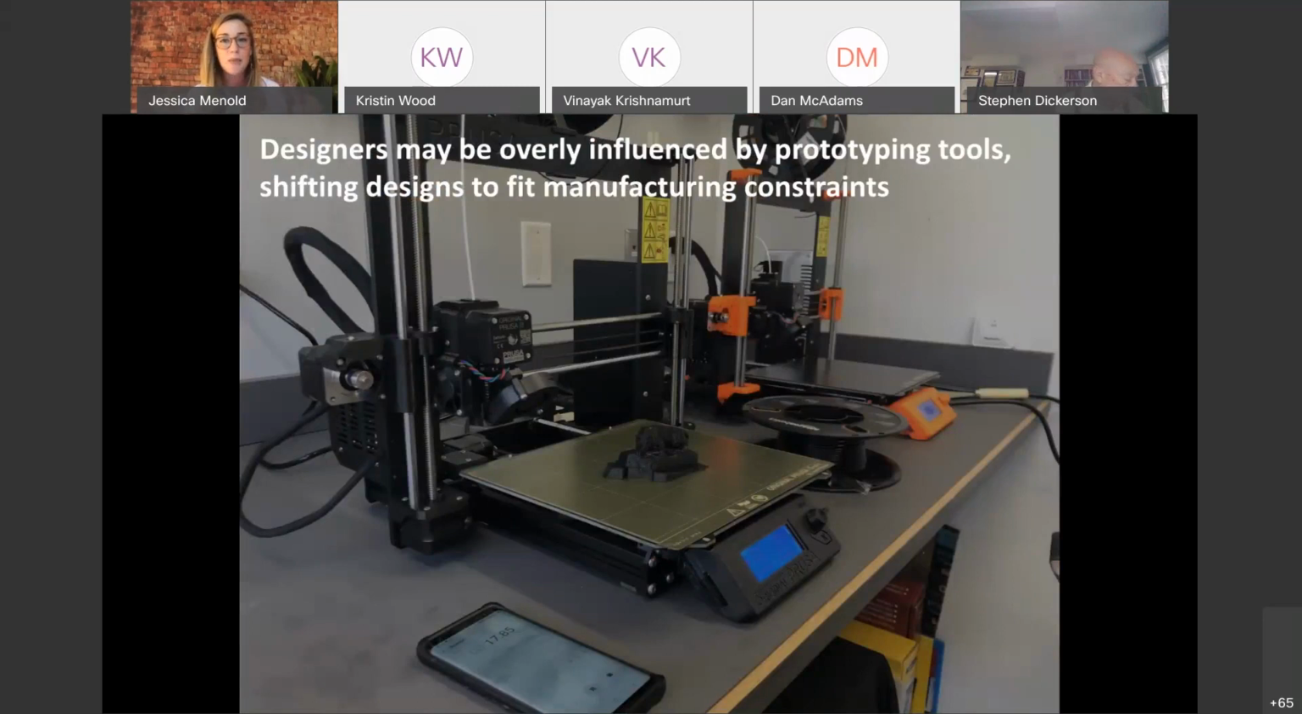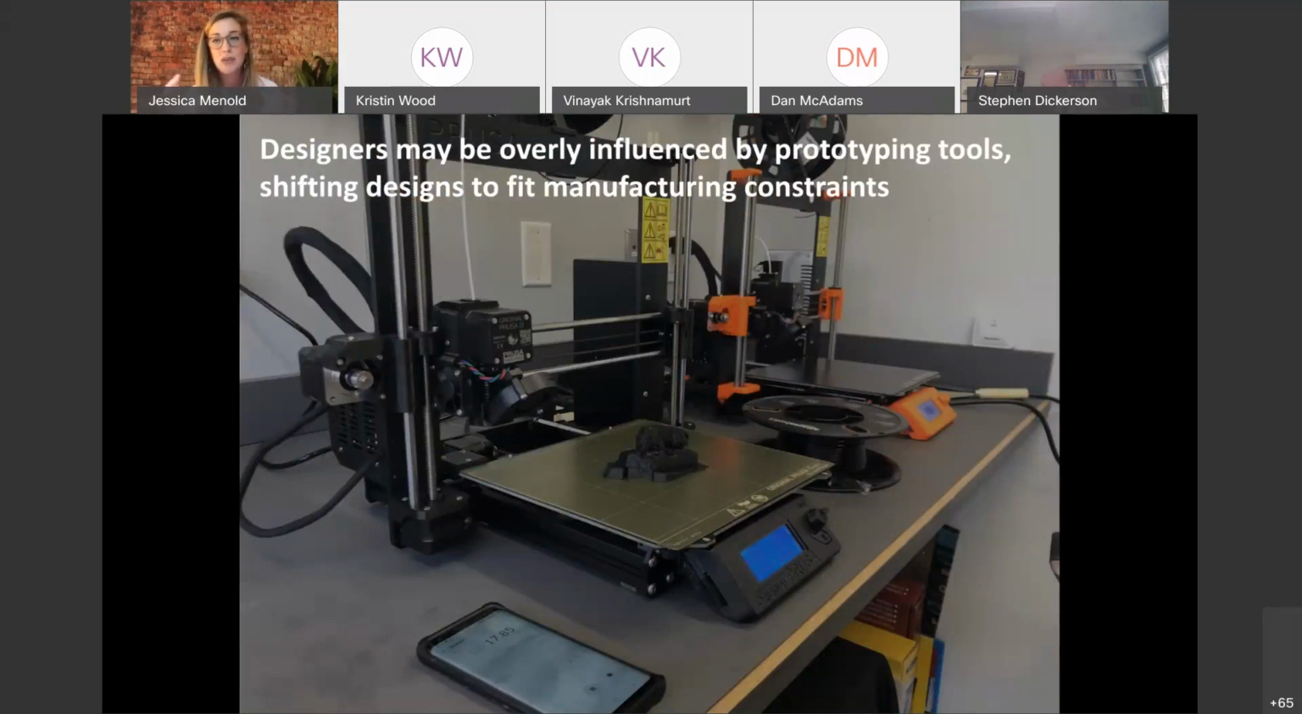And particularly, we're saying that we're seeing something that we're calling manufacturing fixation. So design teams tended to make design decisions based on the constraints of the prototyping or manufacturing technology available to them, rather than based on the constraints of the design problem itself or in pursuit of a design solution that met the design requirements or the user needs.